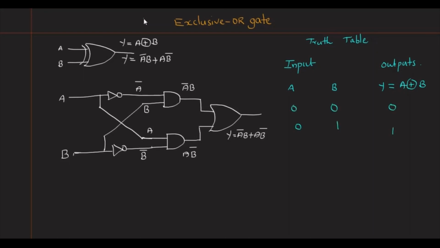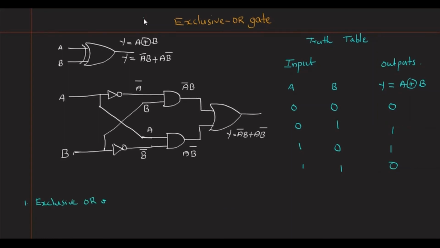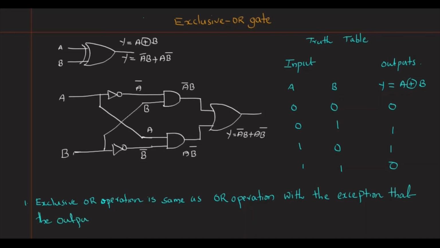When both inputs are 0, the output is 0. If both inputs are 1, the output is 0. If one input is 0 and the other input is 1, the output is 1. The exclusive OR operation is the same as OR operation, with the exception that the output is 0 when both inputs are 1.